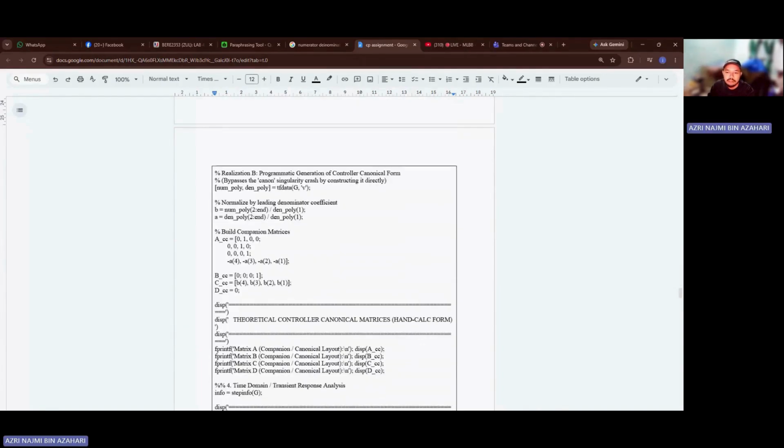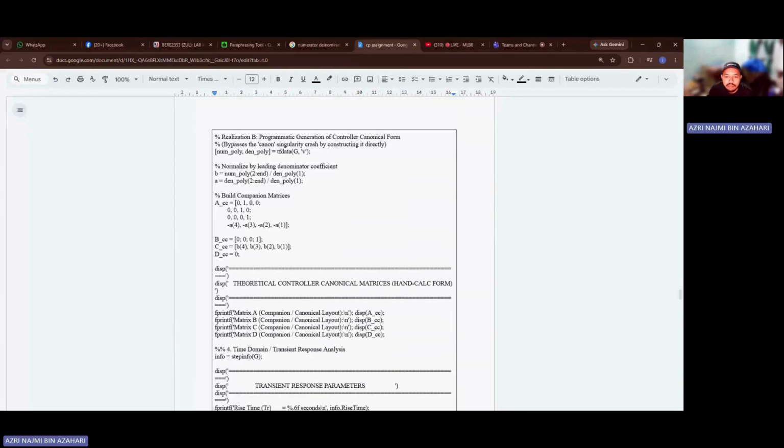For this page, we have realization B, programmatic generation of control canonical form. Instead of using MATLAB's built-in canon command, which actually crashed here due to a numerical singularity, we bypass the glitch by extracting the transfer function polynomials with tfdata and building the companion matrix directly by normalizing them with the leading denominator coefficient.